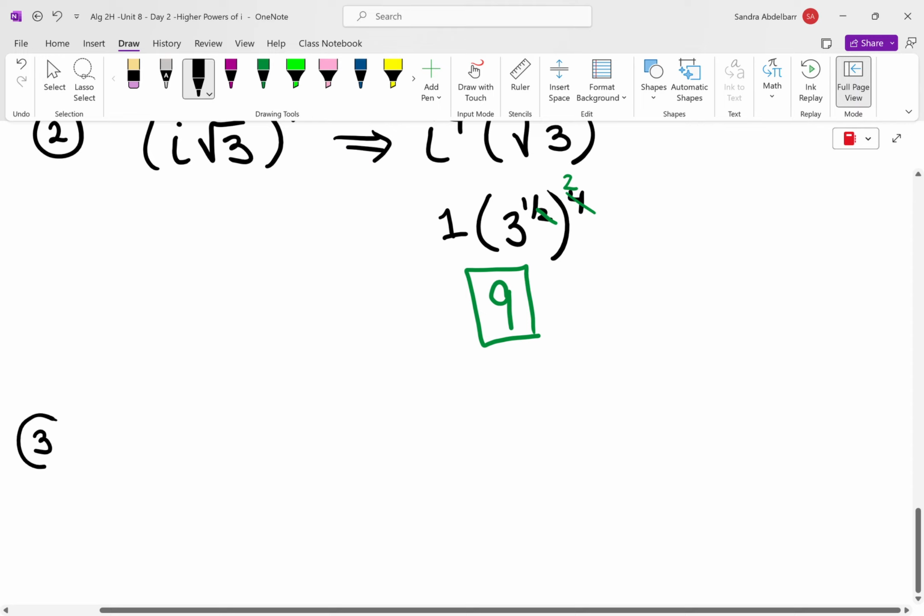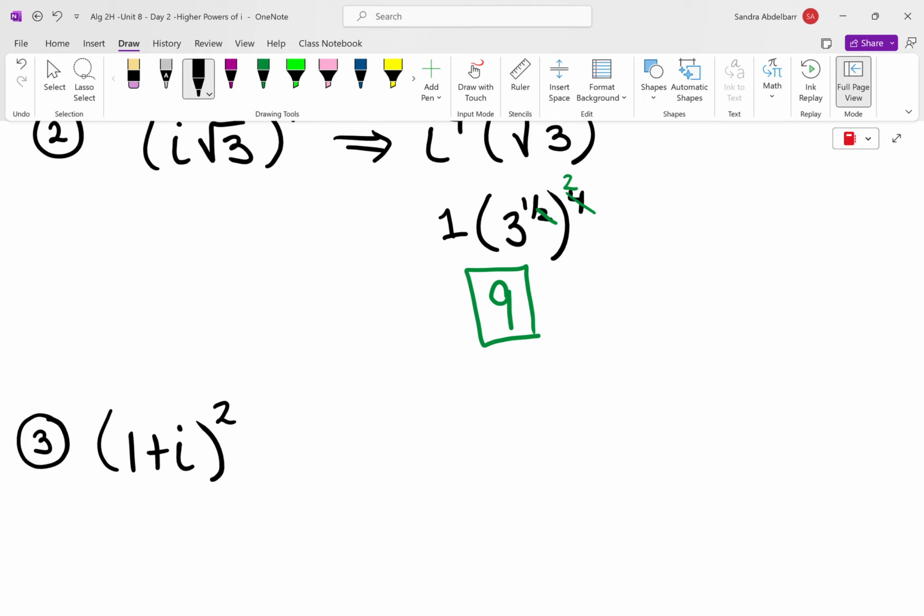Okay, I want you guys to do this one by yourself. (1 + i)^2. Can you distribute that? No, you have to multiply it out. Because it's a binomial, you have to multiply it out.